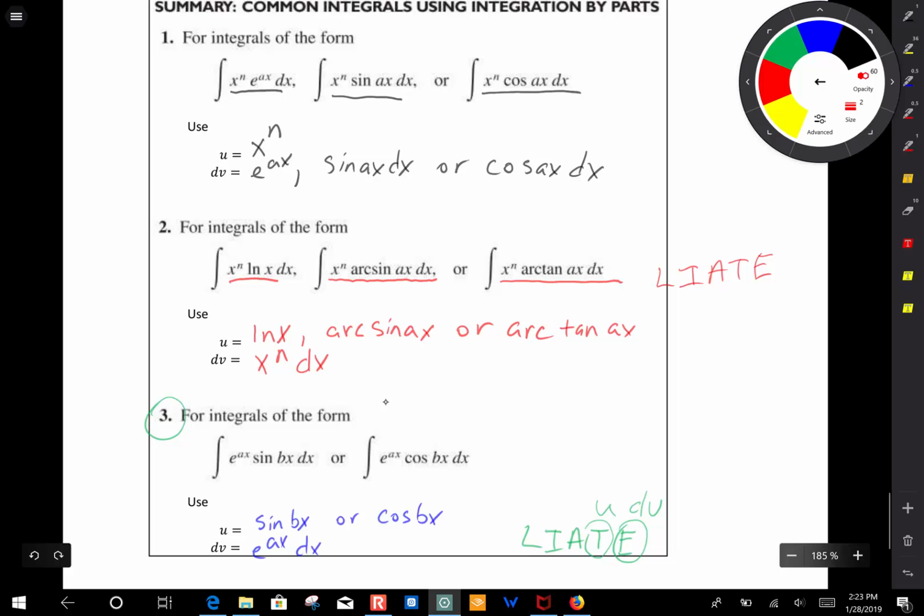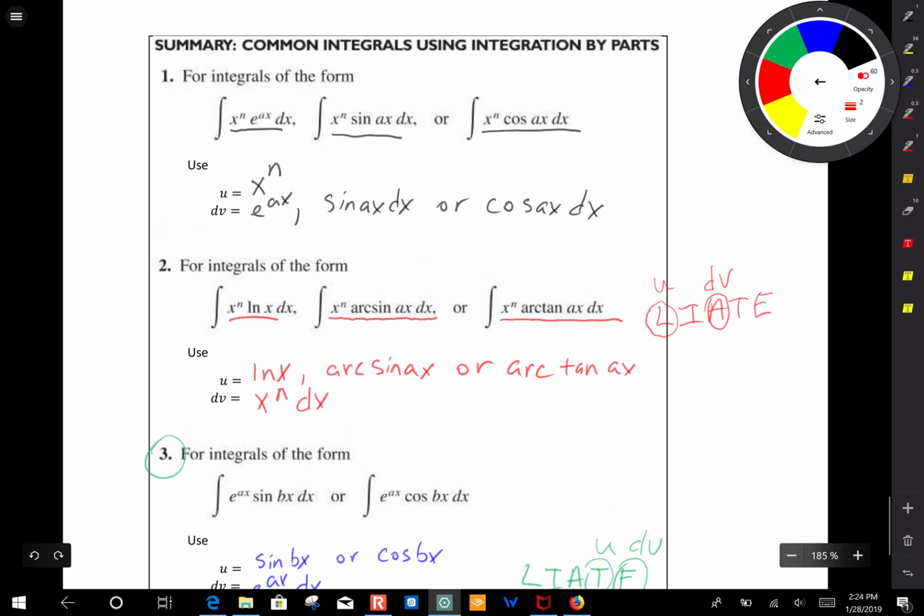Like this one. What's the u? Your log, right? Well, that comes first. And then what's the next one? x to the n. Well, that's algebraic. That's your dv. So really, this summary is nice, but if you know that acronym, the mnemonic helps to set it up for you. LIATE.